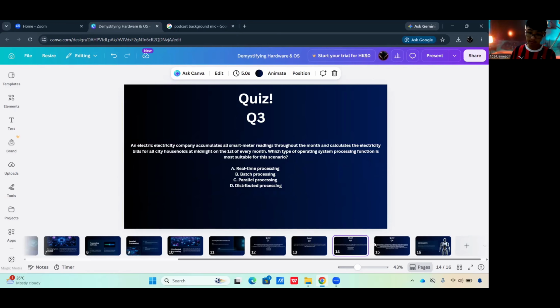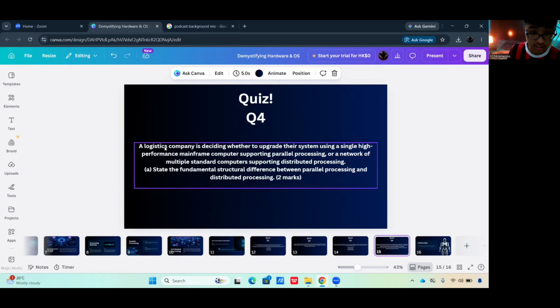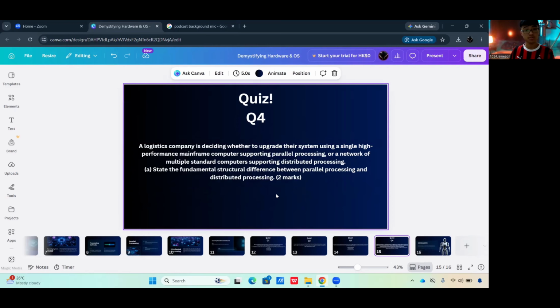Distributed processing. Now, for the final question, a logistics company is deciding whether to upgrade their system using high-performance mainframe computers supporting parallel processing or a network of multiple standard computers supporting distributed processing. State the fundamental structural difference between parallel processing and distributed processing.